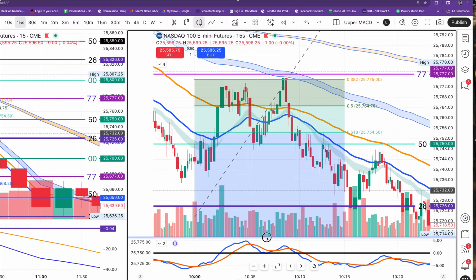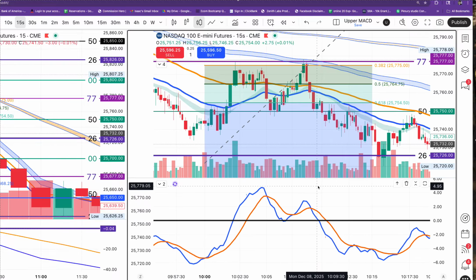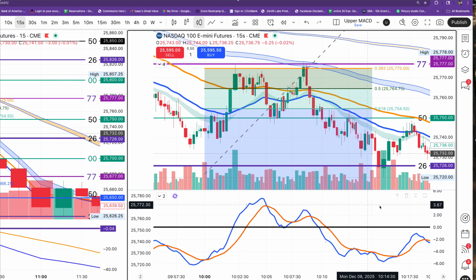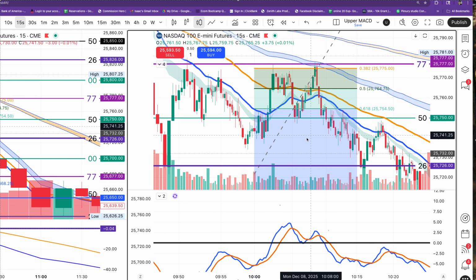I need to see a cross, and then I need to see price back test after this crosses, okay? Why? For confirmation, basically. That's the type of confirmation that I need. I need a MACD cross, and then I need price to do some kind of a back test. Then I'm comfortable getting in, okay?